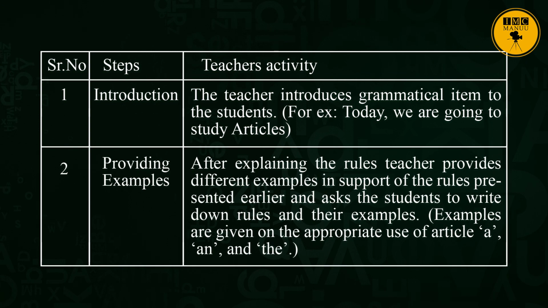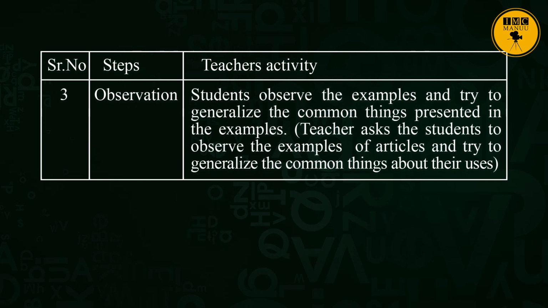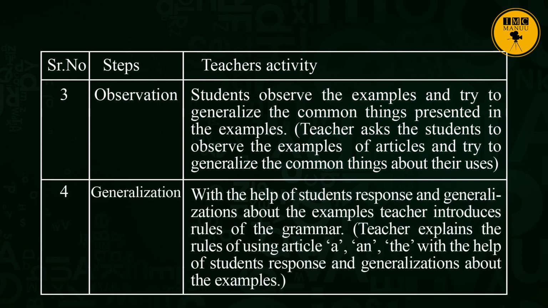Second step is providing example. Teacher presents some examples before the students and asks the students to observe and try to generalize the common things in the given example. The third step is of observation. In this step, students observe the examples and try to generalize the common things prescribed in the examples. The fourth step is of generalization. With the help of students' response and generalizations about the examples, teacher introduces rules of the grammar.